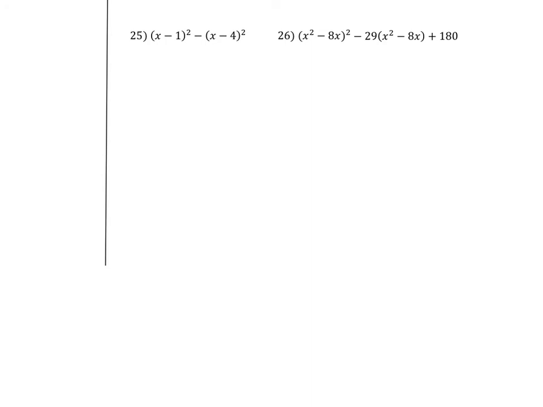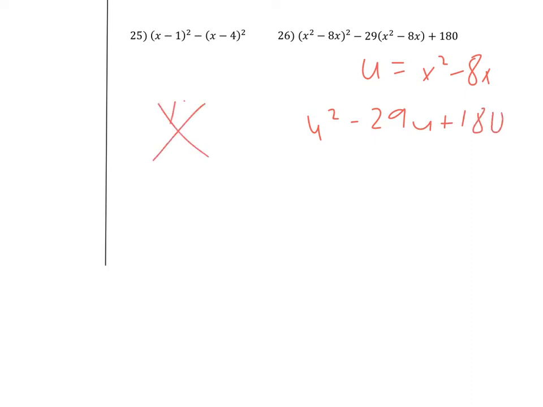All right, next up here, number 26. So this one will only need to use x squared minus 8x for u. And so that would be u squared minus 29u plus 180. So now I'll use my x here, and we'll go 180 and negative 29. And let's see, what is 180? So I can do 10 and 18. That does not work. Oh, if I do 9 and 20, that does work. So negative 20, negative 9.